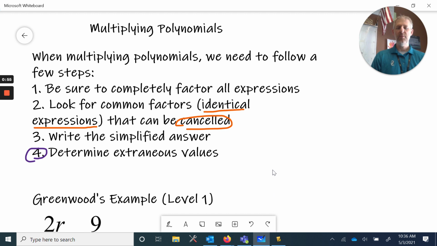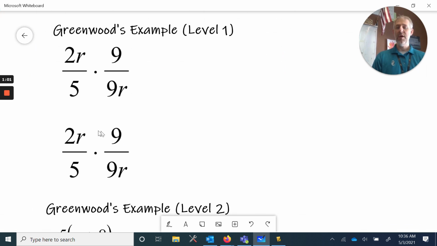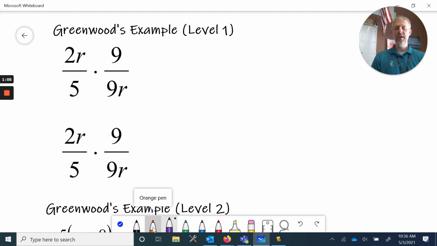So I'm going to start by going just away from that for a second and talk about a level 1 example. So here's my level 1 example. I've written it twice to show you 2 different strategies. So what I'm looking for is things that cancel, and they have to be identical top and bottom. So I've got an R variable there, those cancel. Got a 9 and a 9, those cancel. And when everything cancels, there's just a 1 left over.